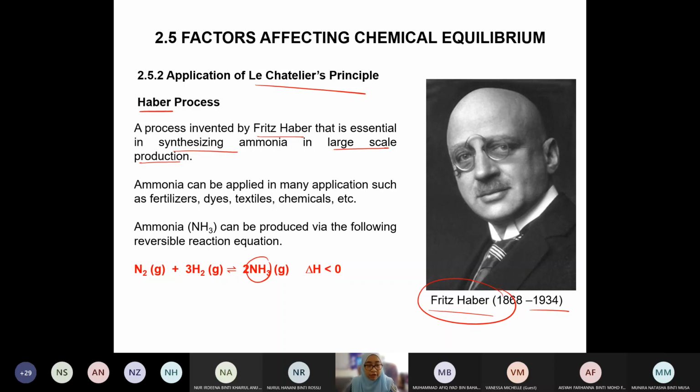You know it only in reactions, but ammonia in our real life has a lot of applications. For example, it can be used as fertilizers. It is used as fertilizers, as dyes, in the textile industry, in chemical industries. So it has so many applications. So ammonia is very important.